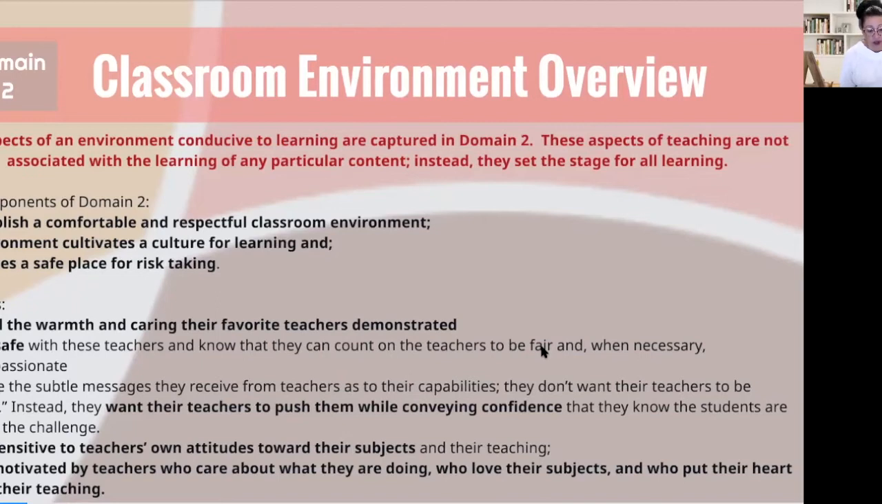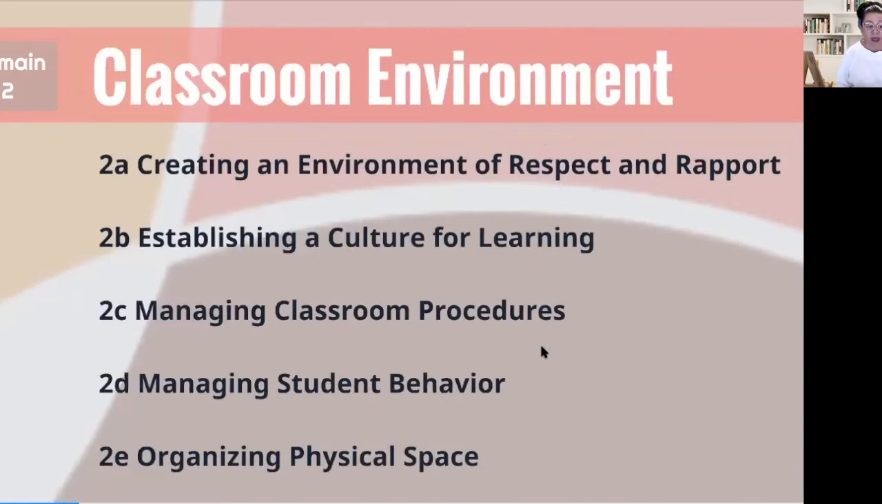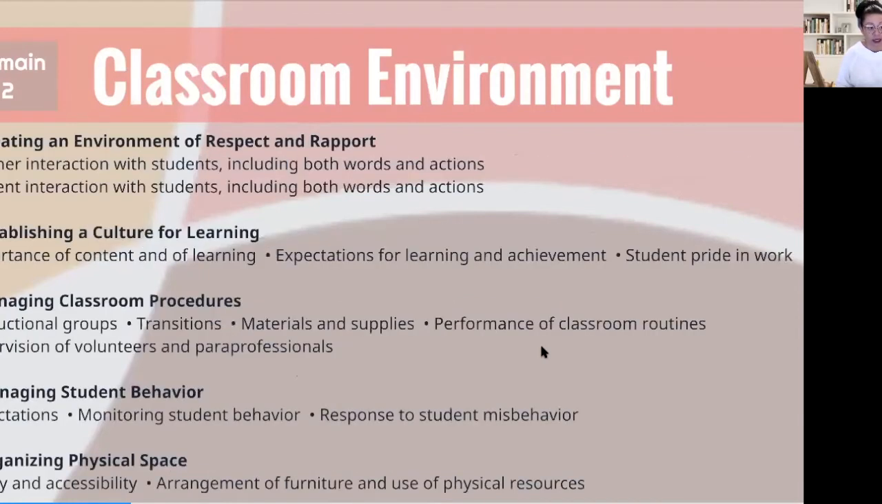So students should be able to recall the warmth and caring their favorite teachers demonstrated, right? That's an indicator, that's an idea of what you're creating in terms of culture for learning. Students feel safe. They want their teachers to push them while conveying confidence. They're sensitive to the teacher's own attitudes toward their subjects. They're motivated by teachers who care about what they're doing, who love their subjects, and who put their heart into their teaching. Domain 2 has 5 components: creating an environment of respect and rapport, establishing a culture for learning, managing classroom procedures, managing student behavior, and organizing physical space.